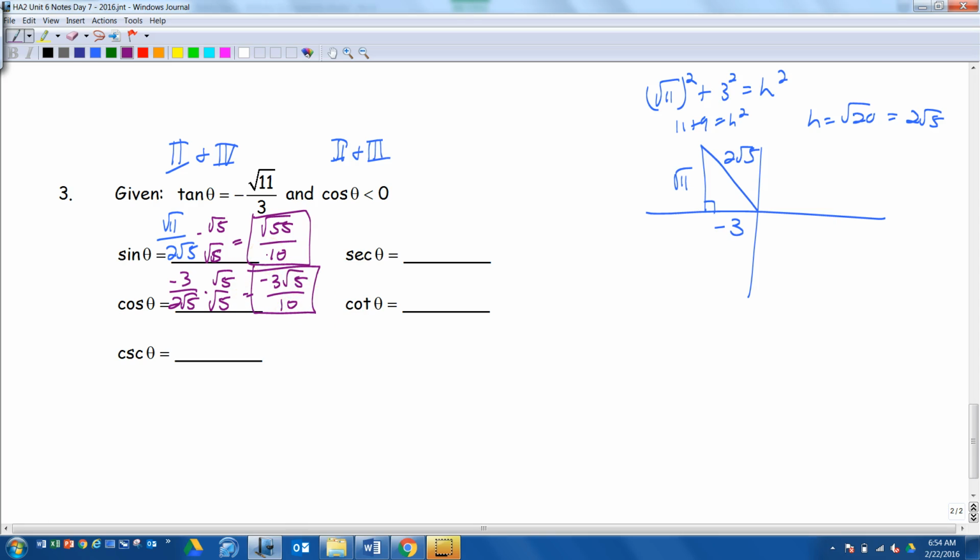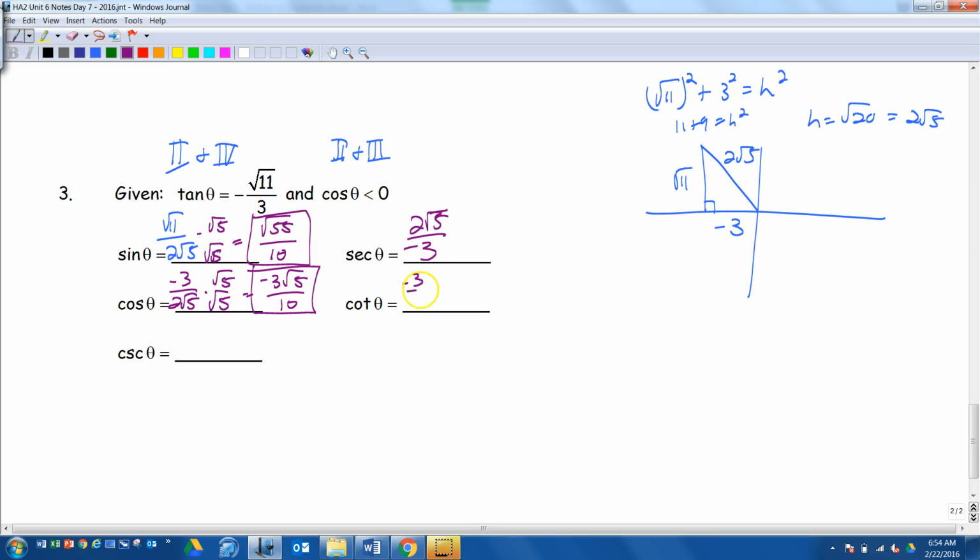And now we can start flipping these, or just going the opposite way on the triangle. Secant is the same as cosine, but the opposite, so it's hypotenuse over that. It's better to do it that way than to flip cosine, because if you flip cosine, you're going to get a root on the bottom again. So instead, just think about flipping it on the triangle. Cosine started off as negative 3 over 2 root 5, so that means secant should be 2 root 5 over negative 3.